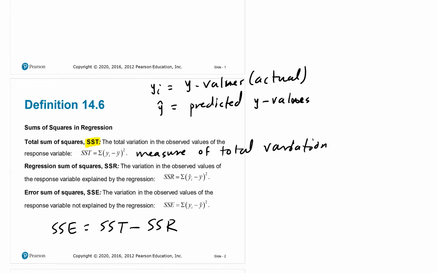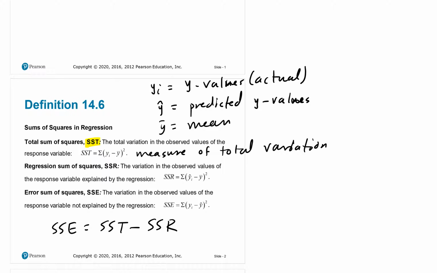The first one is the SST, the total sum of squares. It gives us the measure of the total variation in the observed values of the response variable. That's defined as the sum of all the squares of the differences of yi minus y bar, where y bar is the mean of all the y values.